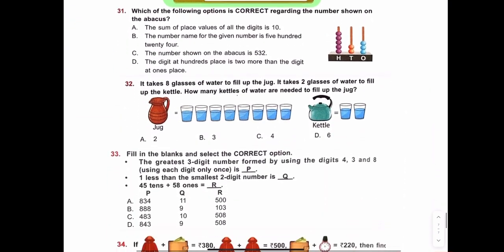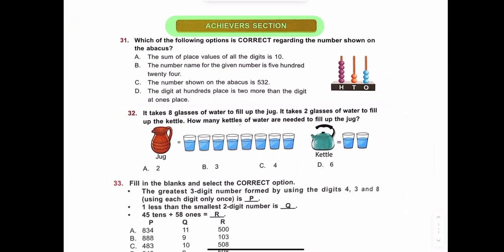Next we have the achiever section. So question 31. Which of the following options is correct regarding the number shown on the abacus? So the number shown here is 5, 2 and 3. The first statement is, the sum of place values of all the digits is 10. No, this is the sum of 5 plus 2 plus 3, it is 10 of the face value, not the place value.